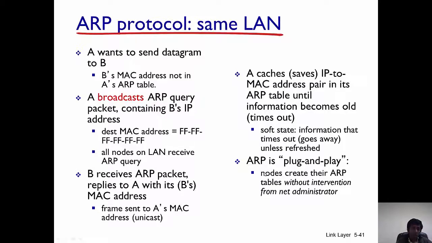Now, ARP is a plug-and-play protocol. Nodes create ARP tables dynamically, and so when you join a LAN and you want to send a data packet to some other node connected on the same LAN, this ARP protocol runs seamlessly and it provides you the MAC address.